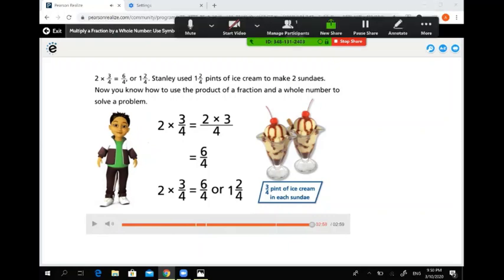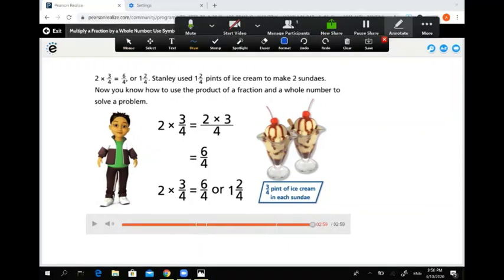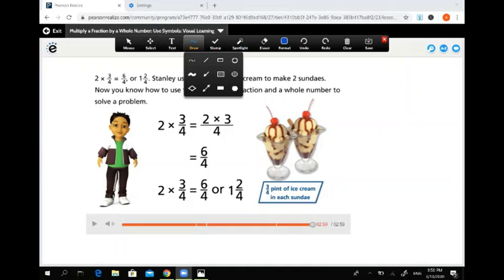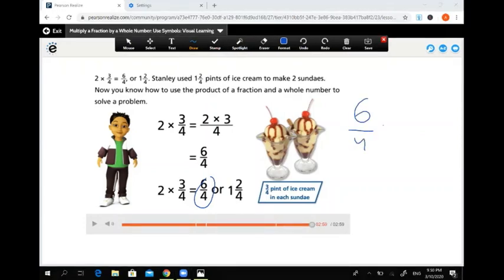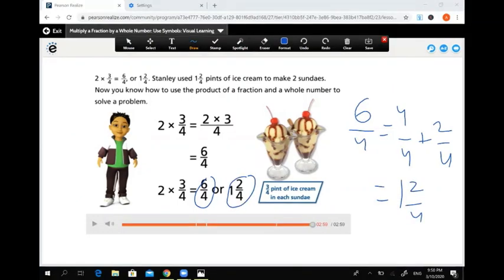Okay, here is how he got to 1 2/4. So 6 over 4, let's write it here. 6 over 4, which is equal to, decompose, 4 over 4 plus, how much do we still have to make it a 6? 2 over 4. So as we know, 4 over 4 is equal to 1, so we get 1 2 over 4. This is how he got 1 2 over 4.